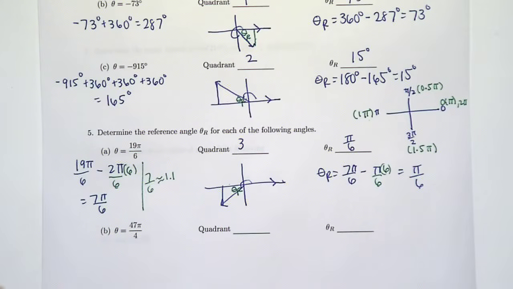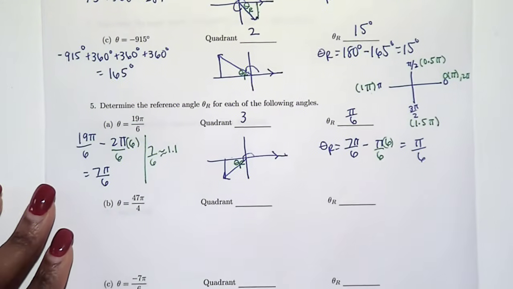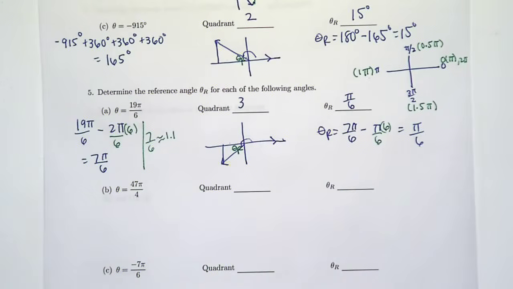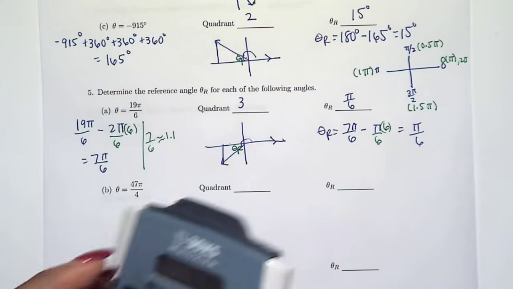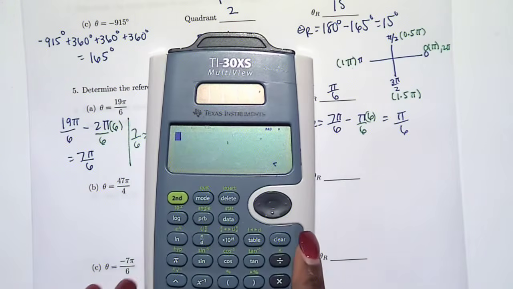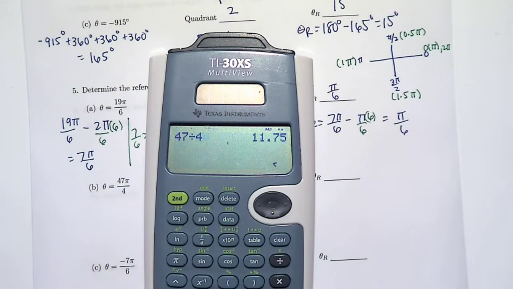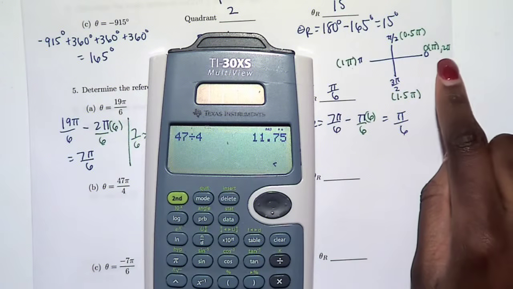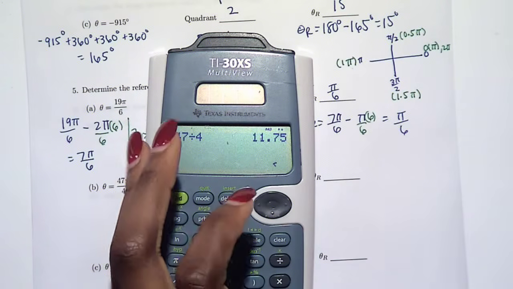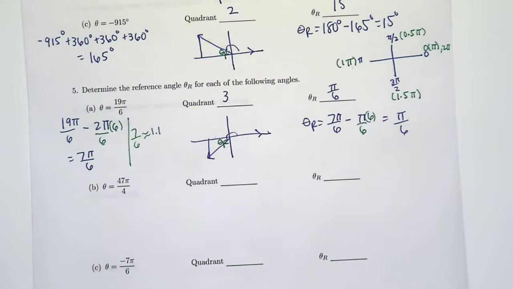Okay, let's do another example. Again, we're trying to just find the reference angle for each one of these. All right, so next let's work with 47 pi over 4. So first of all, where is that? Are we too big? What does this mean? So 47 divided by 4 is 11.75. That's way bigger than 2. This is bigger than 2 pi. So we need to subtract some 2 pi's to get to what we want.